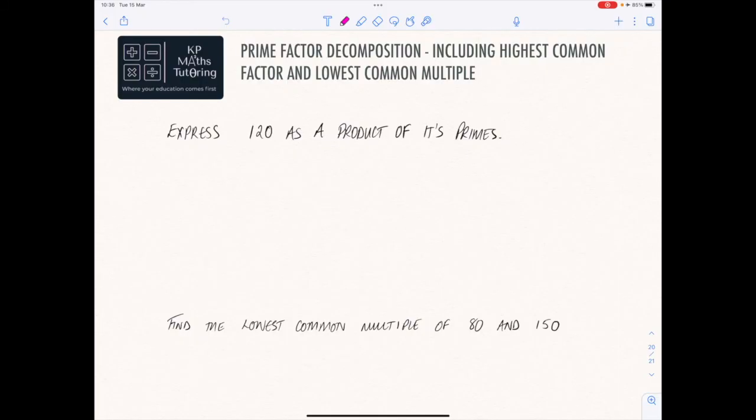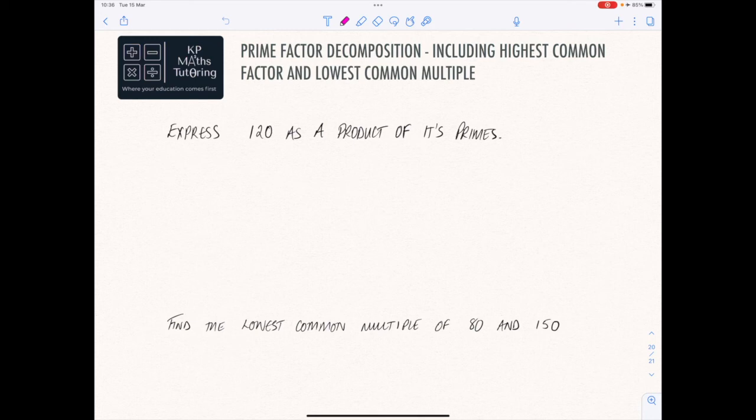Hi everybody, in this video we're going to be looking at prime factor decomposition, what it is, what it means, and then we're going to talk about how we can find the highest common factor and lowest common multiple as well by using a prime factor decomposition method. So let's jump straight in.